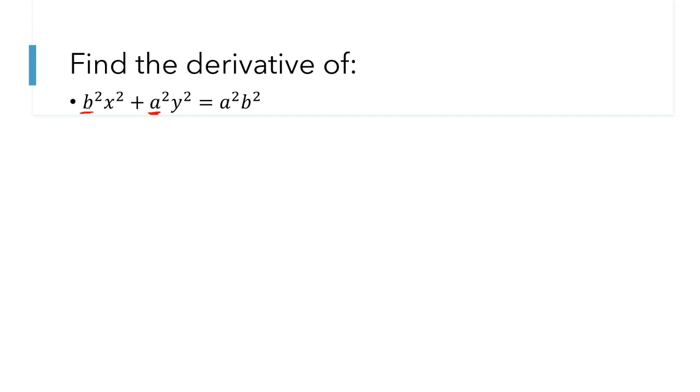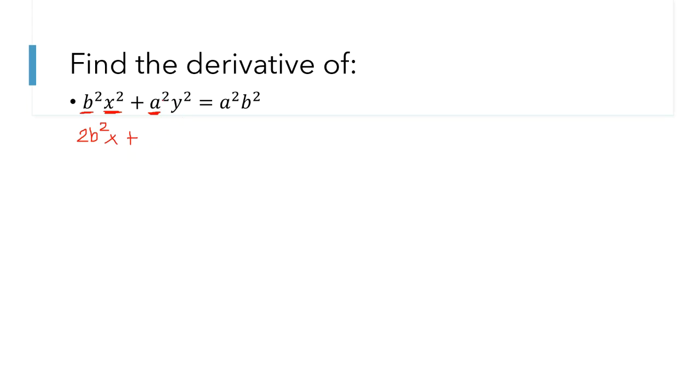Since b squared is a constant, we'll be deriving x squared. We'll be copying the constant and then deriving the x squared, in which the derivative of x squared is 2x, right? So that's 2, copy the constant b squared, then we have the x. However, in deriving an implicit function, if we are deriving y, we have to put y prime at the end of it, or we have to multiply y prime to its term.